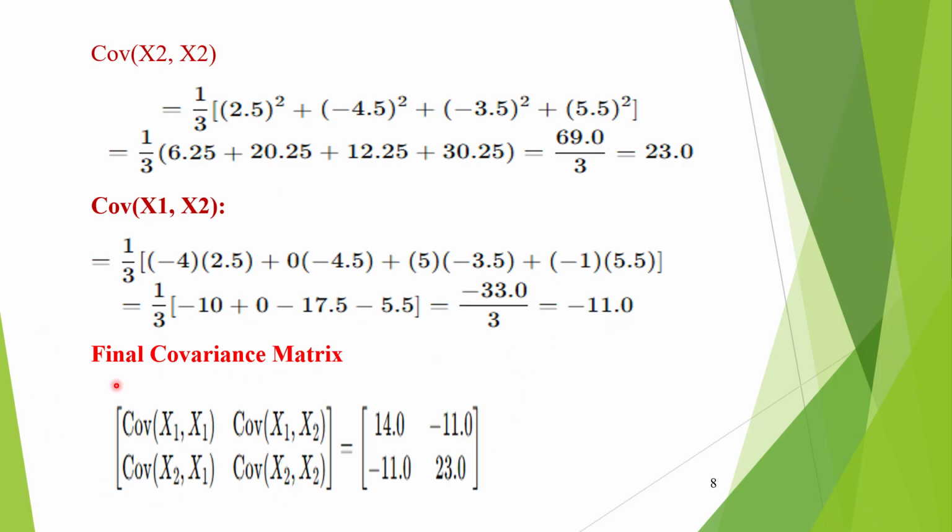So now we'll write the final covariance matrix. Here covariance x1 comma x1 is 14.0. Then x1 comma x2 is minus 11.0. Then x2 comma x1 and x1 comma x2 both are the same because it is symmetric in nature. So same, minus 11.0, and covariance x2 comma x2 is 23.0. So this is our final covariance matrix.